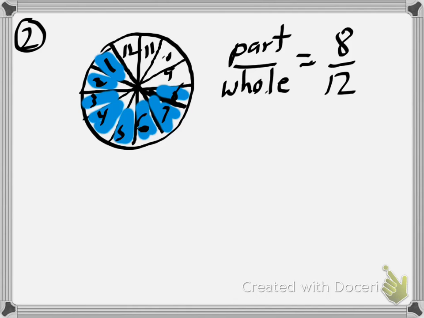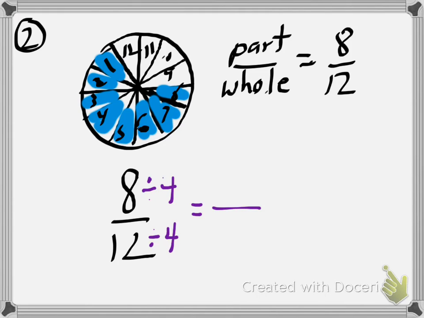that are shaded. Now to get an equivalent fraction, we can simply multiply or divide the numerator and the denominator by the same number. If we take a look at these, we can see both of these are divisible by 4. If we divide one by 4, we divide the other by 4. 8 divided by 4 is 2, 12 divided by 4 is 3. So this right here is going to be the same as 2 thirds.